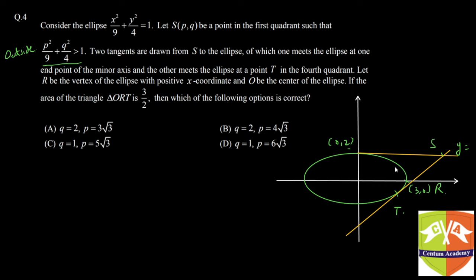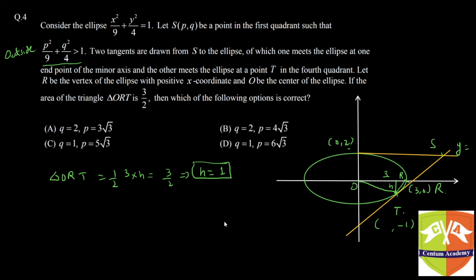If the area of the triangle ORT, this is my R, this is T, and this is my origin, if I make this triangle, then its area can be found out using half into base into height. So base is already 3 units, so height I will find from this. Area of triangle ORT, where O is the origin, will be half of 3 into height, equals 3/2. So my h is 1 unit. So now we know the y coordinate of point T. Y coordinate of point T will be minus 1, because this distance is 1, but because it is on the negative y axis, it will be minus 1.